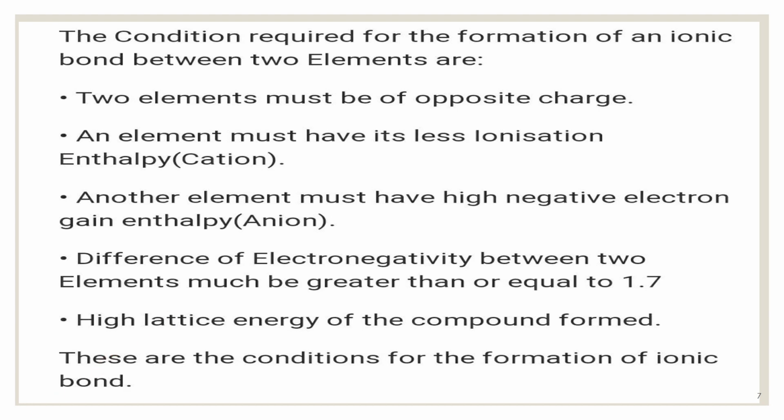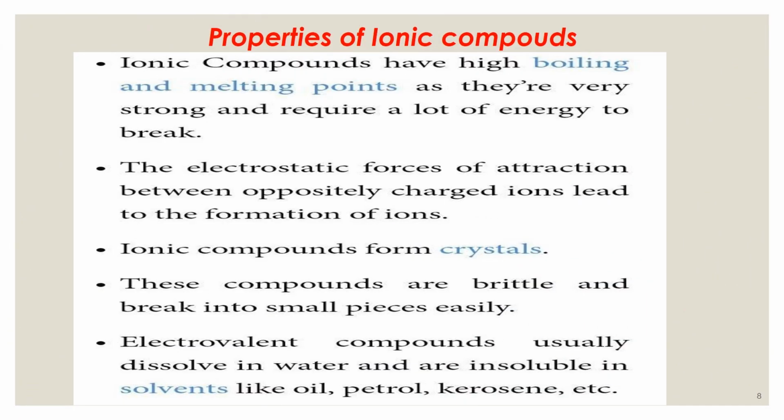Next one, properties of ionic bond. There are 5 points given. The first and last points are very important. Ionic compounds have high boiling and melting points because they are very strong and require a lot of energy to break. And last point, ionic compounds usually dissolve in water and are insoluble in solvents like oil, petrol, kerosene and so on. So if you want to take down these points into your notes, pause the video and take them down.